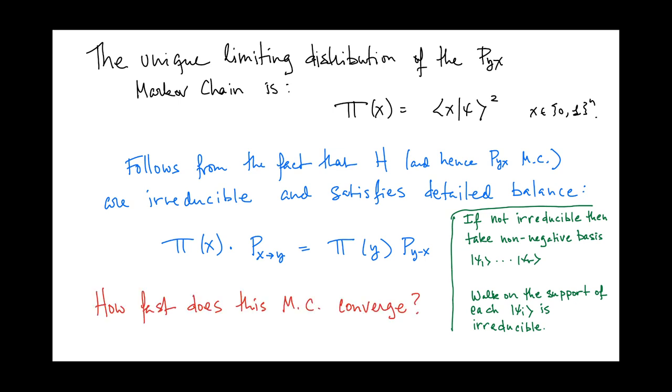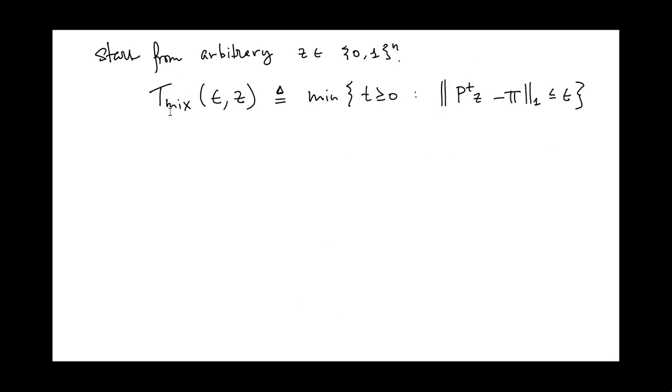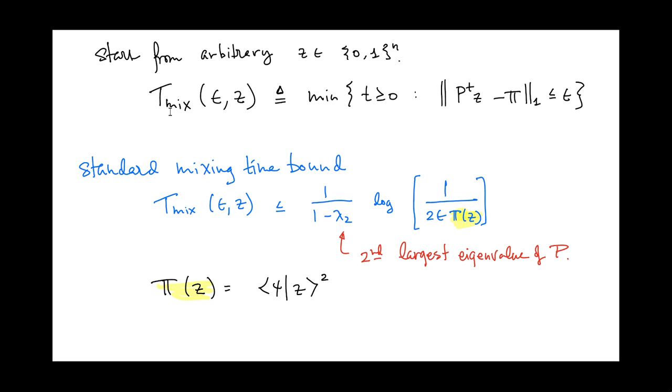All right? So how does this Markov chain converge? We're just going to pull out some standard results from Markov chain mixing theory. If I'm interested in starting at string z, and I'm interested in walking until I'm within epsilon of the stationary distribution, that's going to be the smallest number t such that when I apply my random walk t times, I'm within epsilon of the true stationary distribution. And a standard mixing time bound is that this mixing time is bounded by the following expression. So pi of z is the amplitude squared of my starting state.